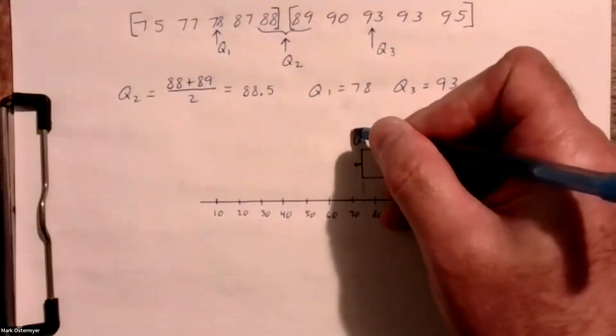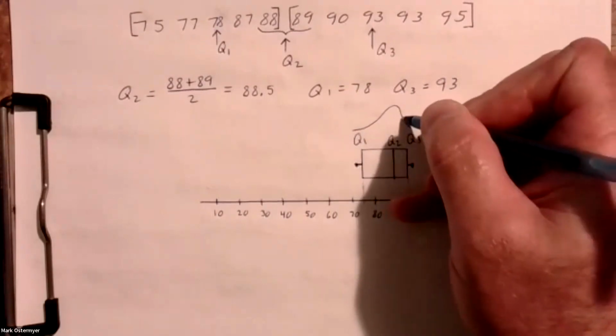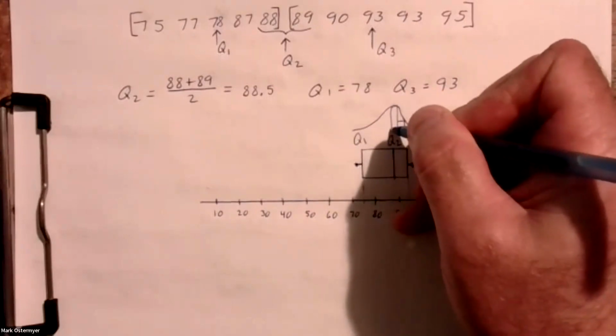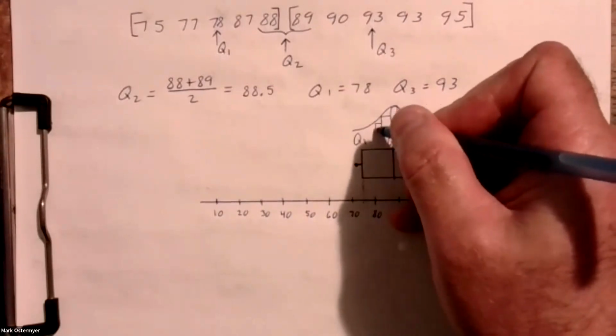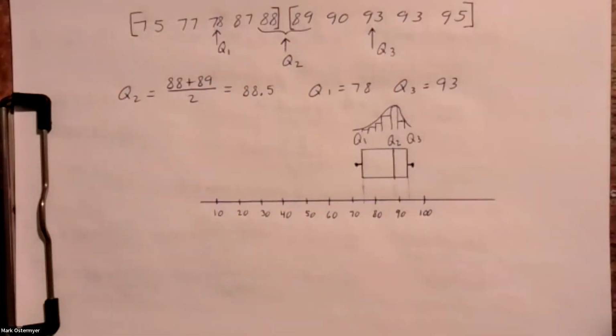So a frequency histogram for this would probably look something like this. So this data set is a little bit skewed to the left, okay? Skewed a little bit to the left. And there you go. All right. Did anybody come up with anything similar?